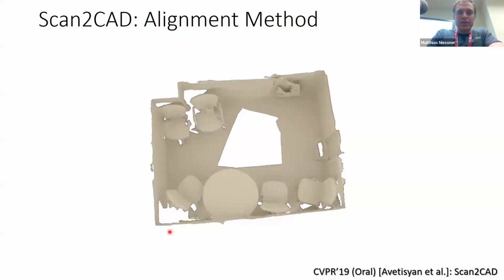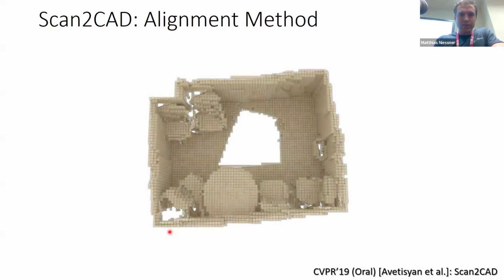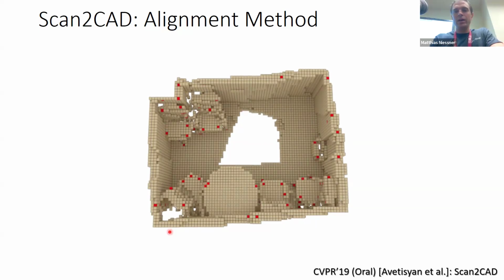Okay, so here's the 3D scan. That's the first thing. And then what we do is we voxelize the whole thing. So we treat everything as a 3D grid, and we have voxels for occupied and not occupied. And the first thing is we run a key point detector in 3D. This is very similar to Harris key points or SIFT key point detectors, except that it runs in 3D.